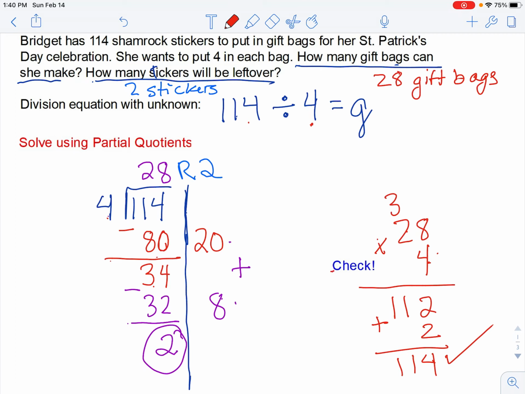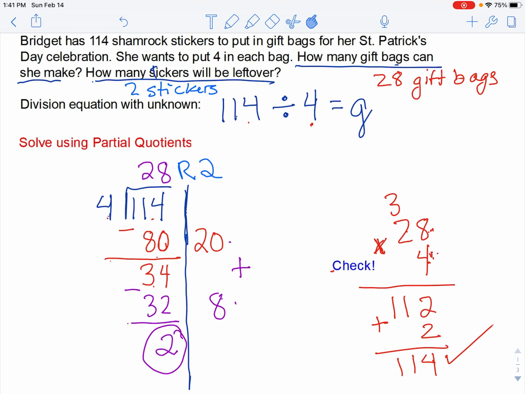And this check works because division is the inverse operation of multiplication, meaning multiplication undoes division. So once we multiply the quotient times the divisor, then the product will actually be our dividend.